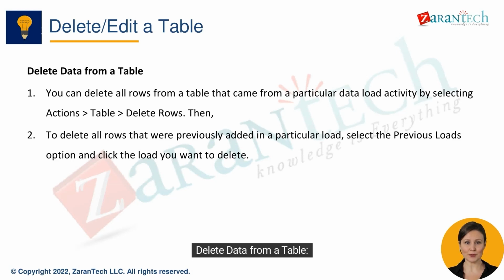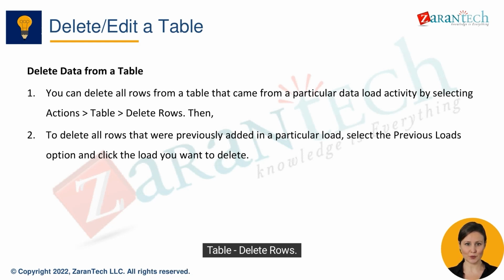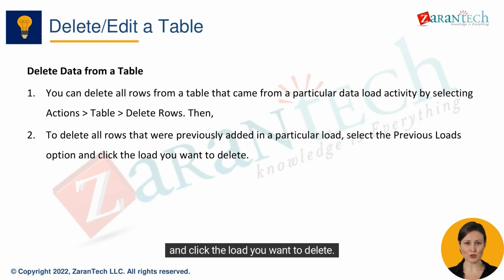Delete data from a table. You can delete all rows from a table that came from a particular data load activity by selecting Actions, Table, Delete Rows. To delete all rows that were previously added in a particular load, select the Previous Loads option and click the load you want to delete.